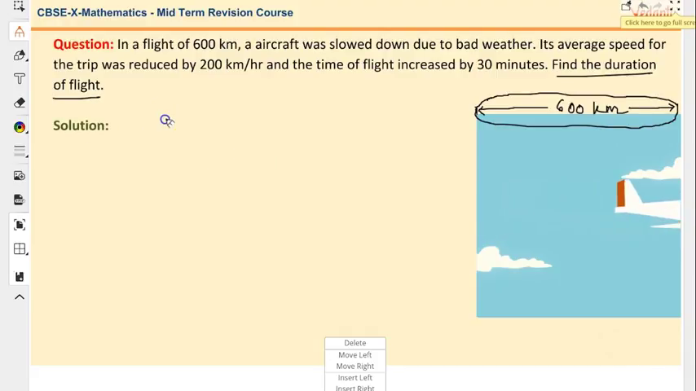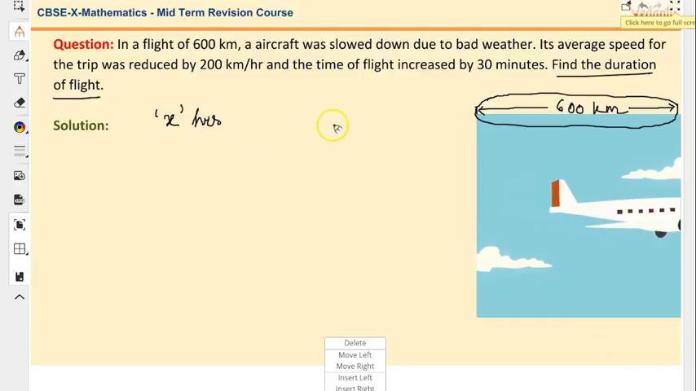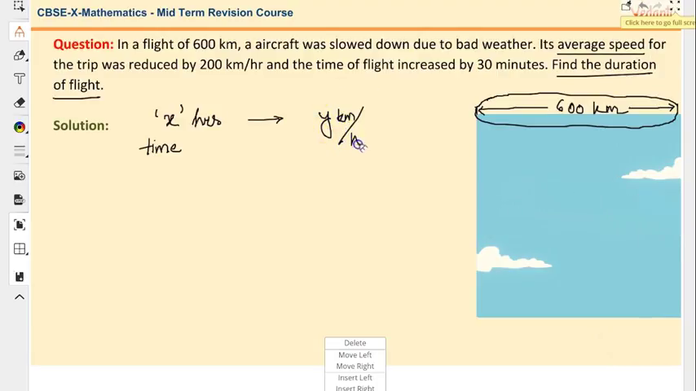So let us say the time of the flight without delay is x hours. If my speed without delay is y, what is y, guys? It is y kilometers per hour. So when it goes at speed y, it reaches the destination in x hours, right? I need to find out the x hours.